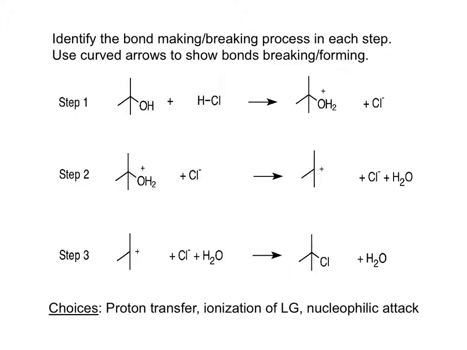In these 3 steps, reactants and products are shown. Stop the video and use curved arrows to show how bonds break and form in each step. In step 1, that's the proton transfer or acid-base reaction. In step 2, that's called ionization of a leaving group. In step 3, that's called nucleophilic attack.